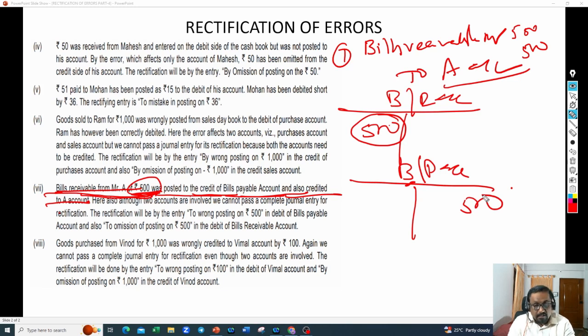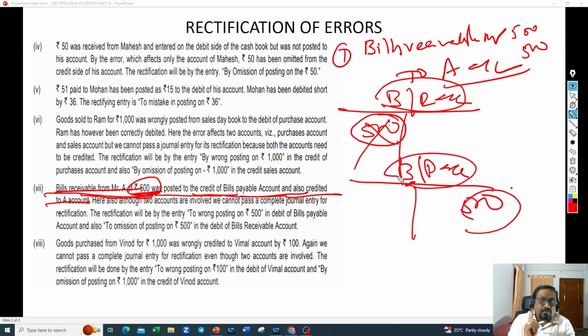See here, there are multiple accounts impacted. Bills receivable account, you are supposed to post, you did not post. Where did you post? You posted here. So this is incorrectly posted. That means two accounts got impacted. One is incorrect posting in bills payable account, and the other impact is an omission error in bills receivable account. Two things happen.